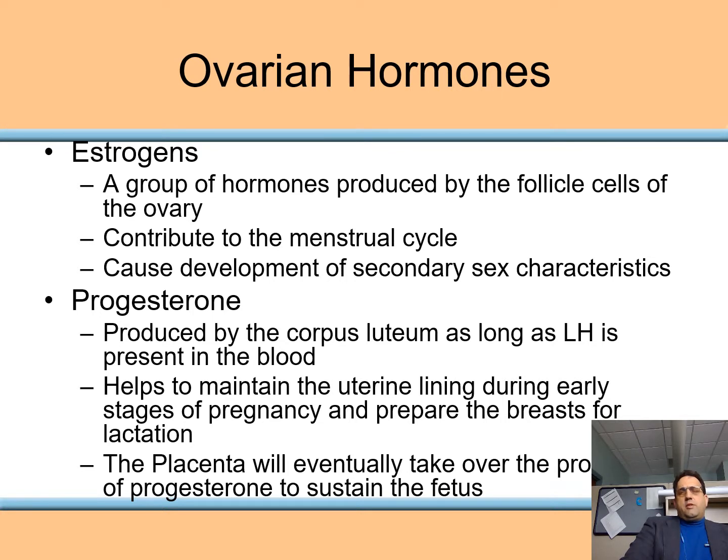Progesterone is produced by the corpus luteum, which is that scar tissue that formed as a result of ovulation. It helps to maintain the uterine lining during early stages of pregnancy, and it causes the breasts to develop and grow so that they can lactate. The placenta will eventually take over production of progesterone, and that must be there to sustain the fetus. If it is not, you will have a miscarriage.